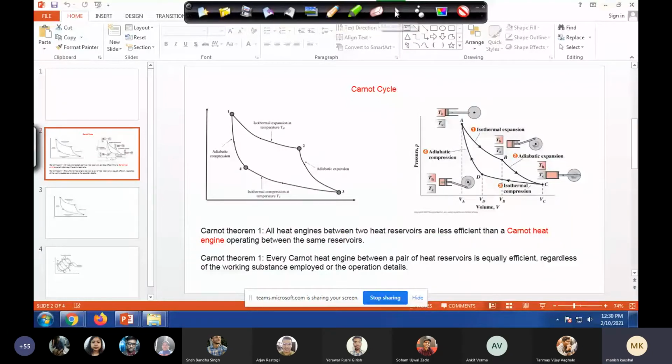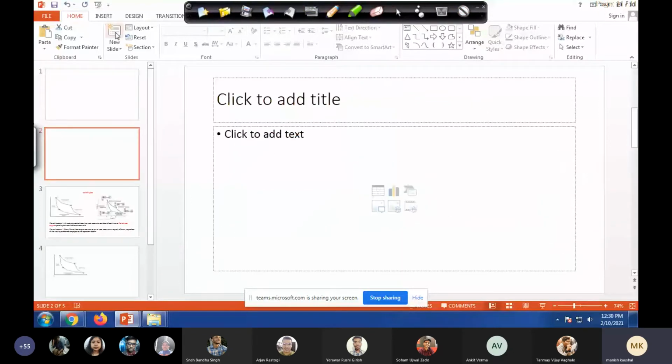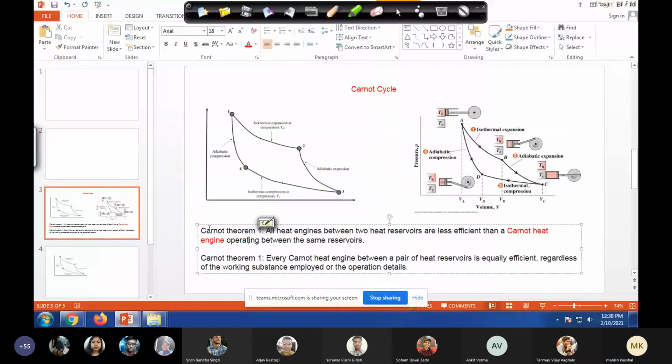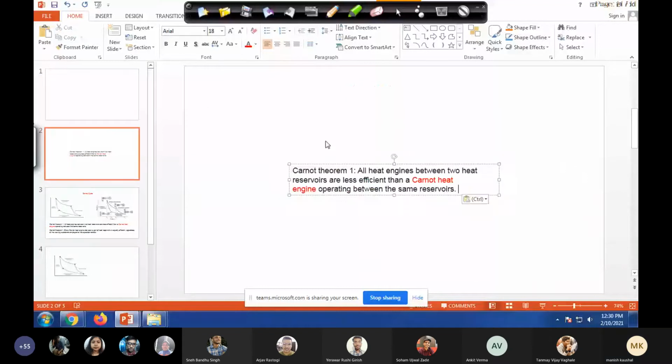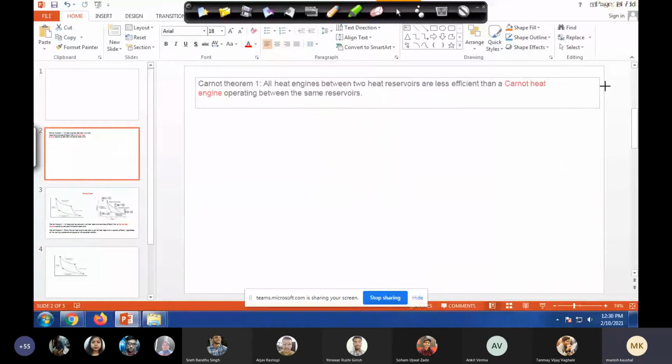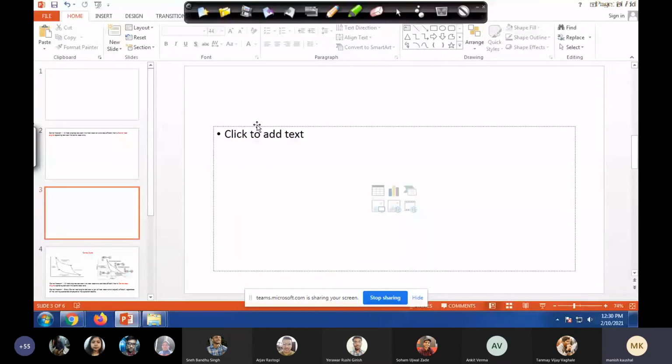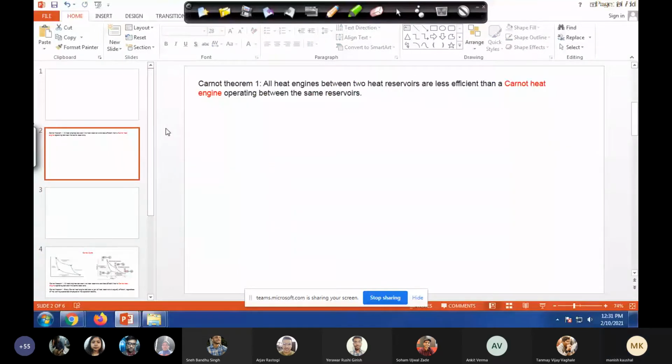So for that, let me open a new slide. I'll just paste Carnot theorem 1 here, and then we'll prove it. Only Carnot theorem 1. That's what we want to prove. Remember, we still don't know what entropy is. I mean, yes, we know there is something, but what it is, we don't know. We'll see. That's the whole agenda of the second law. Okay. So, Carnot theorem 1.